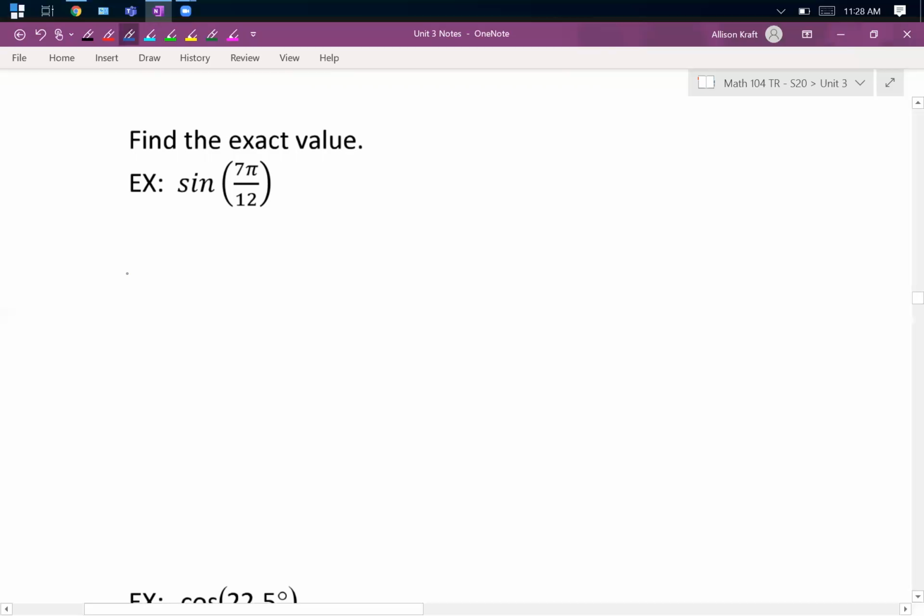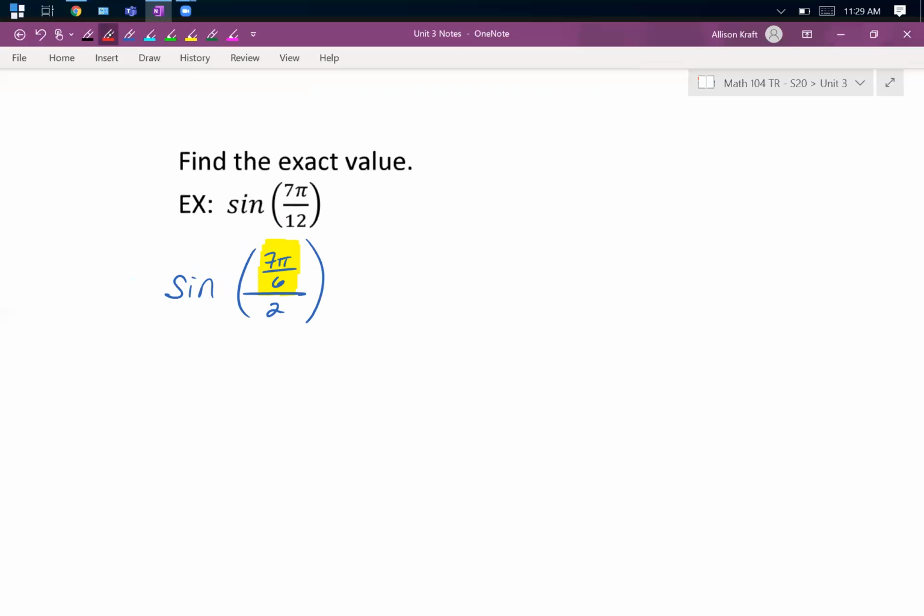This is the same as sine of 7 pi over 6 divided by 2. And 7 pi over 6 is on our unit circle. So this 7 pi over 6 is going to be the alpha that we're plugging into our formula. We need to determine whether sine is positive or negative at 7 pi over 12, so we can determine whether we're using the plus or minus from the formula. So just think about where that angle is.